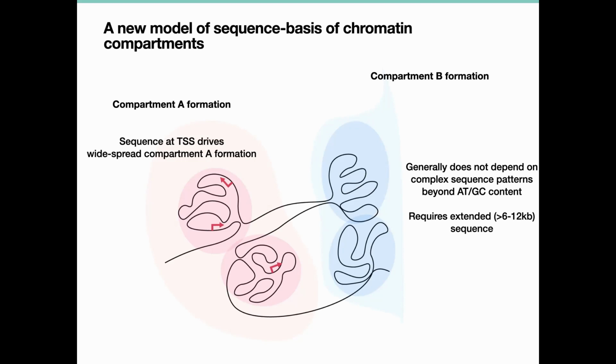In this model, compartment A formation is driven mainly by sequences at TSS, which likely introduce widespread chromatin changes and compartment A formation. In contrast, compartment B overall does not depend on complex sequence patterns beyond AT content and requires an extended stretch of sequences, at least 6 to 12 kilobase pairs, without compartment A activity.